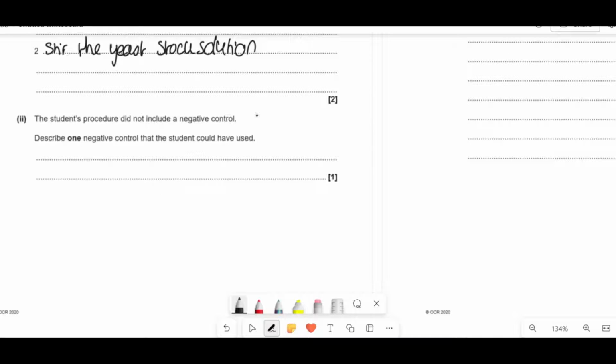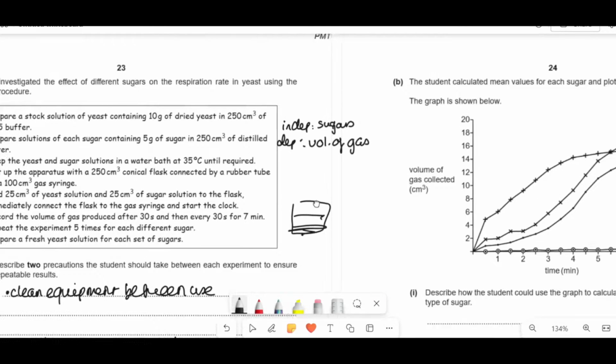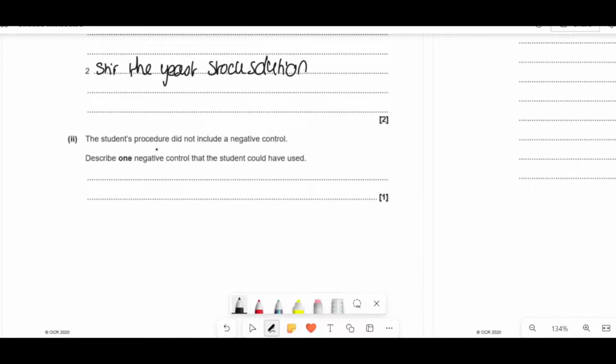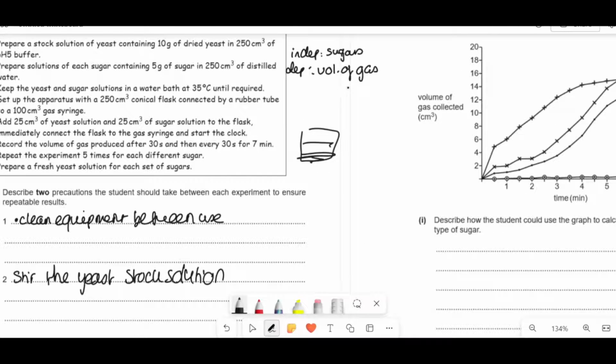The student's procedure did not contain a negative control. Describe 1 negative control that they should have used. So when measuring the volume of gas, our control needs to be something that should ideally make no gas. The thing that's making the gas here is the yeast. So we're going to deactivate the yeast. We need to boil and cool the yeast. That way it is dead and you're not going to get any gas produced, ideally. So again, labeling this really helps.